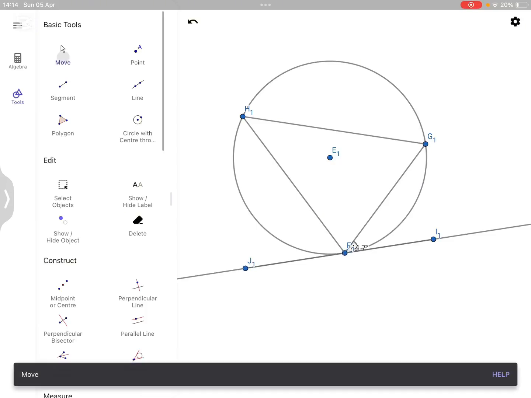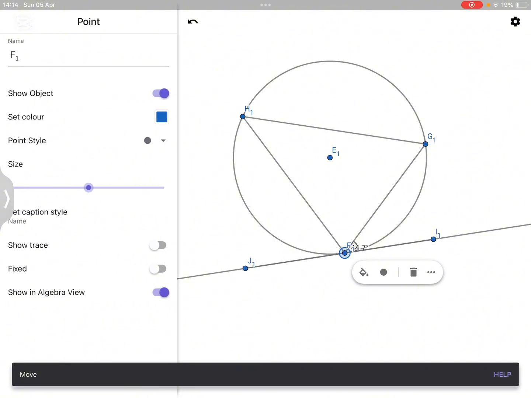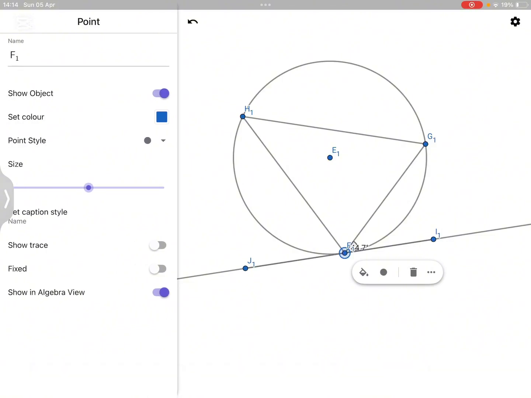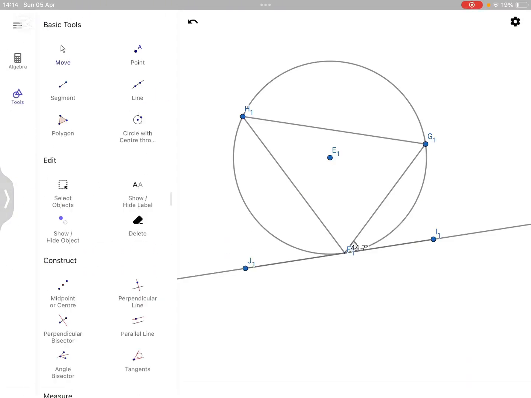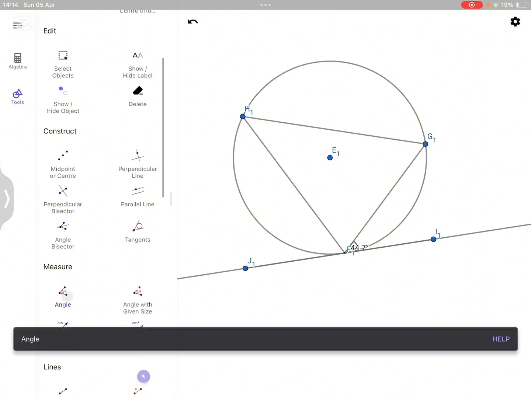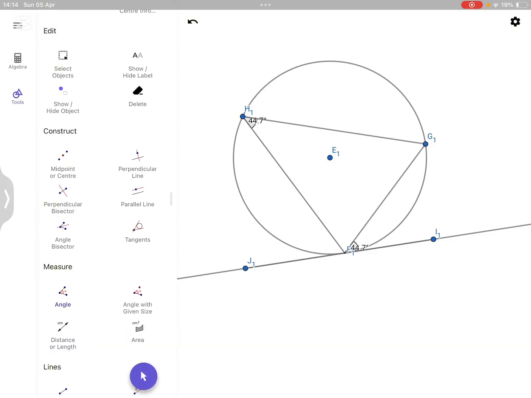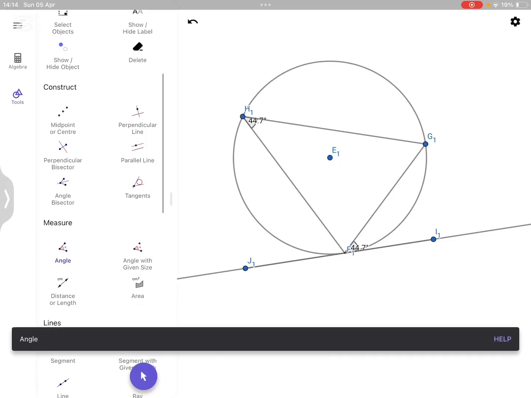Okay, so we have measured the first angle. I want to remove this. Okay, that is 44. I believe we can see it. That is 44. And then let's measure the angle at the alternate segment. That is 44.7. So that is the tan chord theorem: the angle subtended by the tangent and the chord is equal to the angle subtended by the chord at the alternate segment.